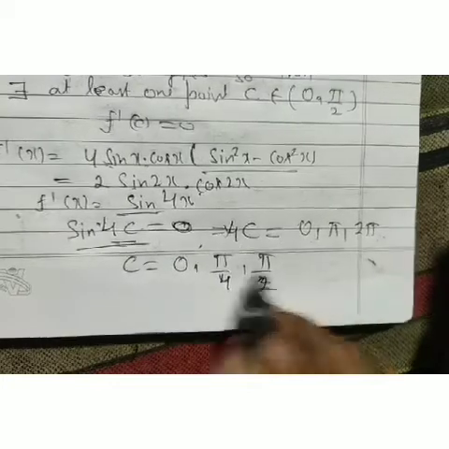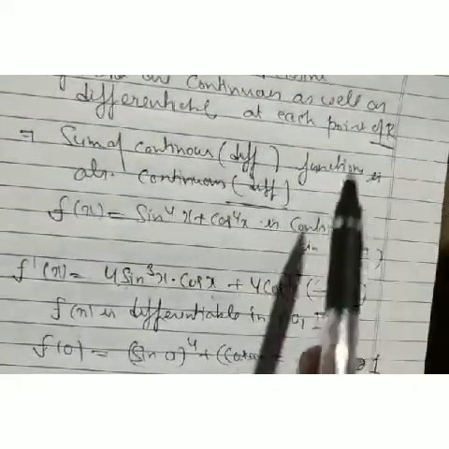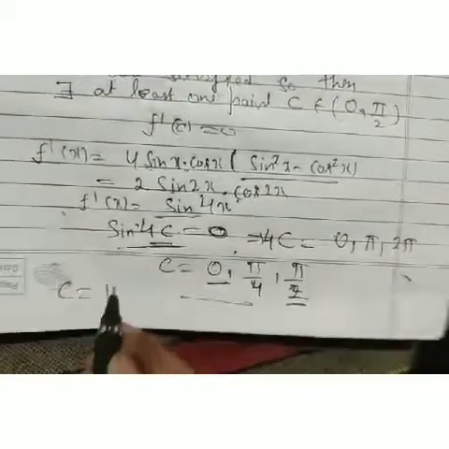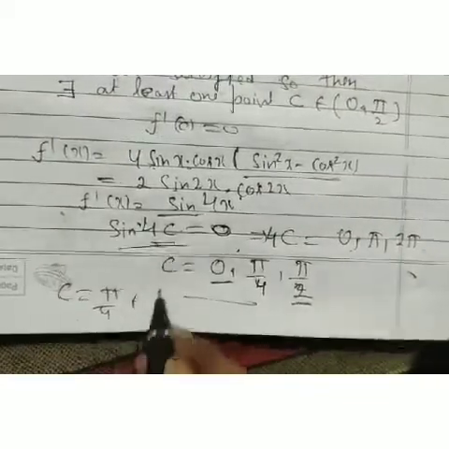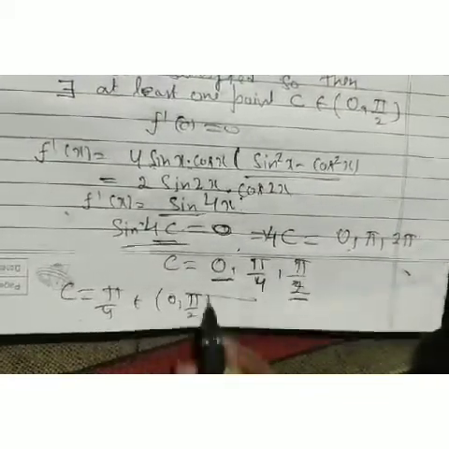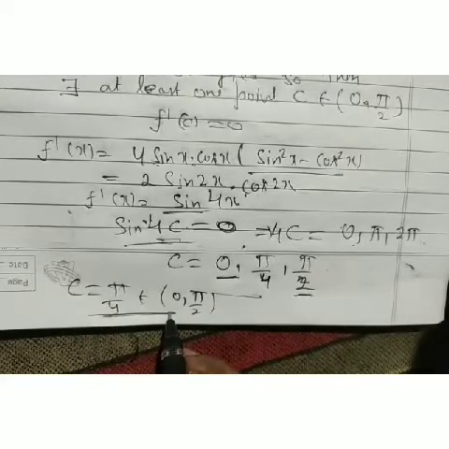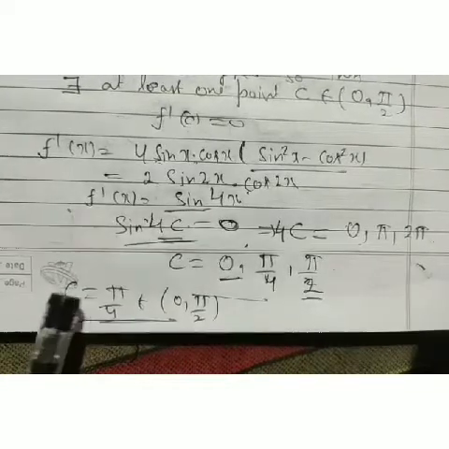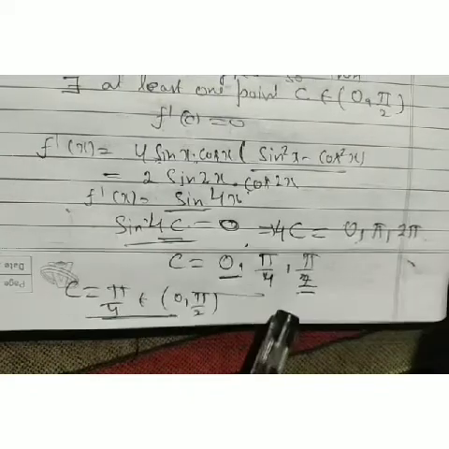But we have to find c in the domain. What is our domain there? It is the open interval. If you go by the statement of Rolle's theorem, then c belongs to the open interval (0, pi/2), so we cannot take 0 and pi by 2. Then c is equal to pi by 4, which belongs to (0, pi/2). Now we have verified Rolle's theorem, and the value of c is pi by 4, which belongs to (0, pi/2). Hence Rolle's theorem is verified here.